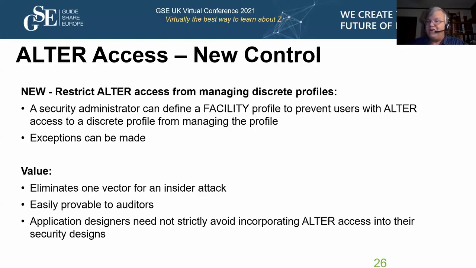So now we're giving you the option to remove that aspect of alter authority on a profile. It's a switch. You have to do something to make this happen. You can do it on a class basis, and you can make exceptions for individual users. What's the value of this? Well, it's narrowing the scope of what somebody can do. Insider attacks, we're always concerned about those. It's a nice way of removing one particular aspect of an insider attack. It's easily provable to auditors: just take a look at these profiles in the facility class of this particular name. These tell you what classes we have disabled alter authority processing for.